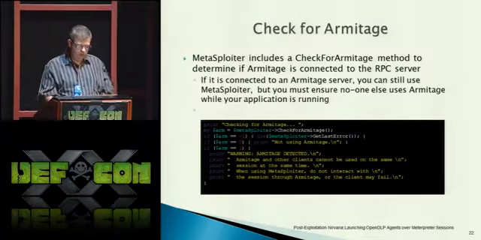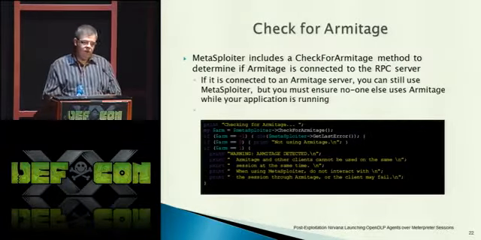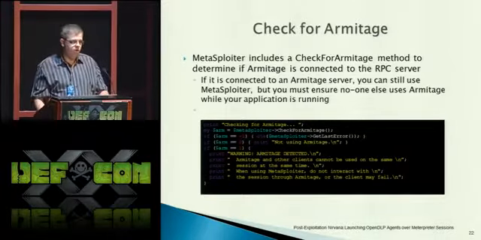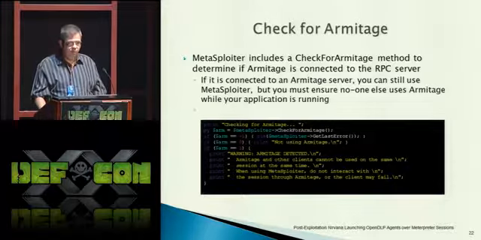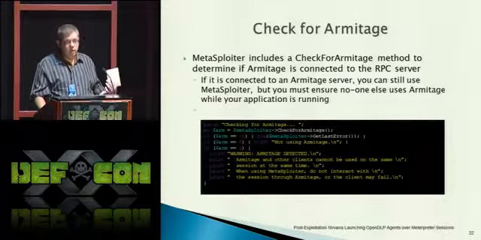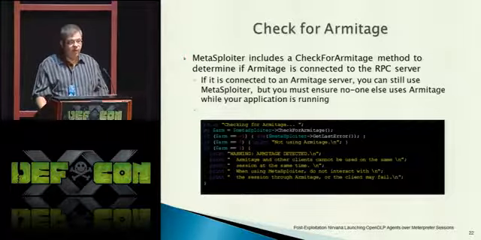So as a stopgap measure, I created a little method that will check to see if Armitage is currently using the RPC connection that we're connected to. And it just returns true or false. But still, all I can do is display a warning in OpenDLP saying, hey, you're connected to Armitage. You might want to consider telling people not to use it right now.